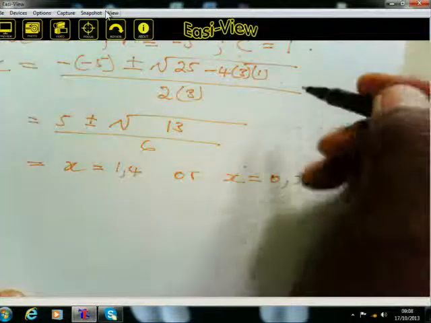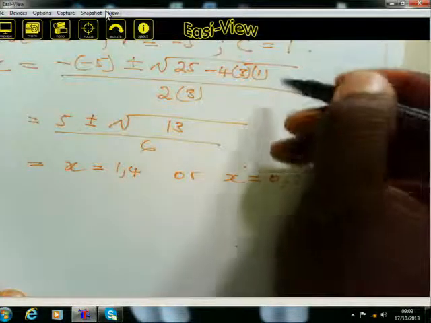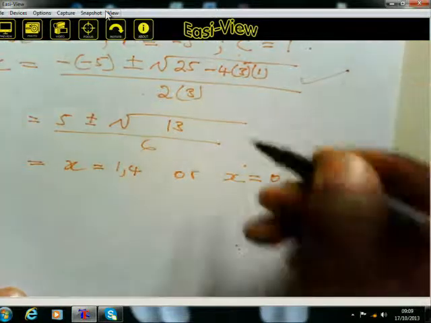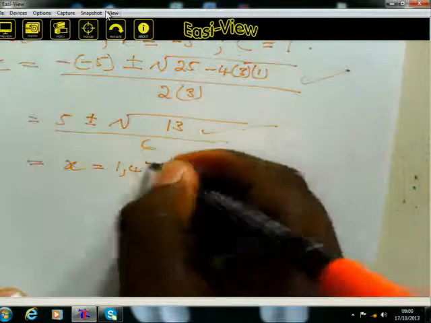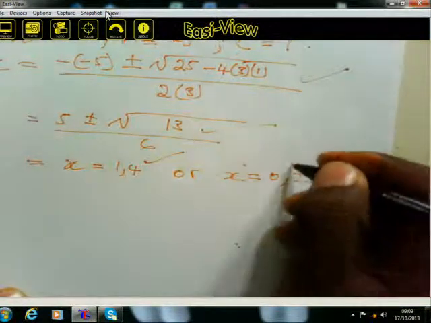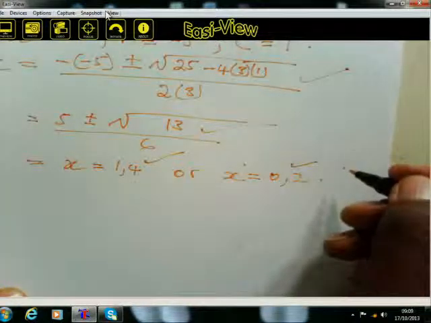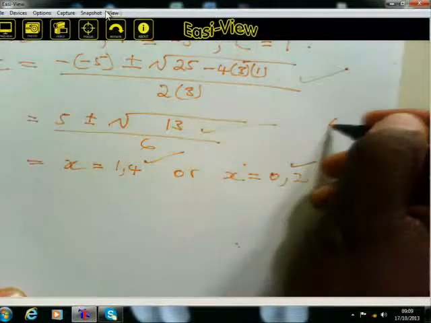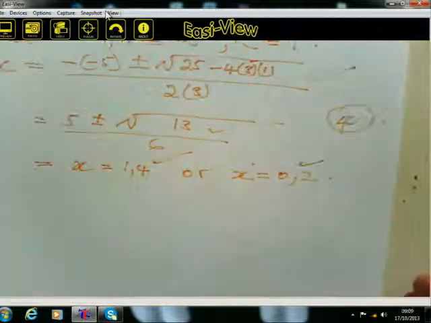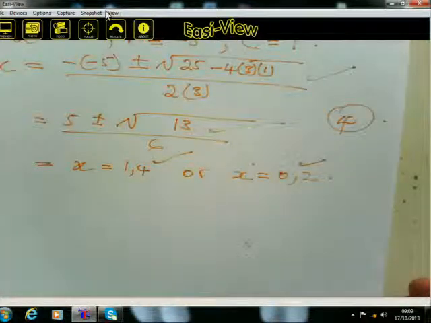Now, let's see how the 4 marks is being received. The 4 marks is going to be received by substitution, the root of 13, x is equal to 1,4, x is equal to 0,2. And then that is going to count 4 marks.